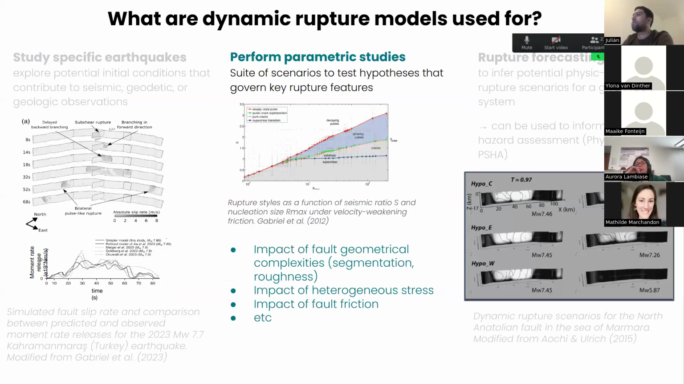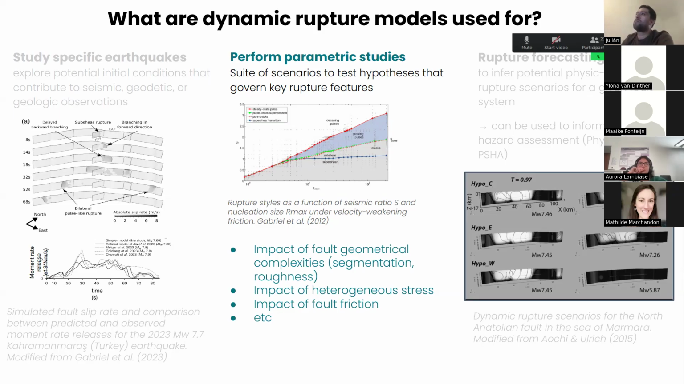So let's move to the third part of the lecture, where we will look at some examples to illustrate how these kinds of models can improve our understanding of earthquakes. Let's start with parametric studies. As I said, with this kind of study, we test how a given set of input parameters can impact the key aspects of the rupture. There is a large body of literature with parametric studies that evaluate the impact of all the input parameters on the rupture characteristics.